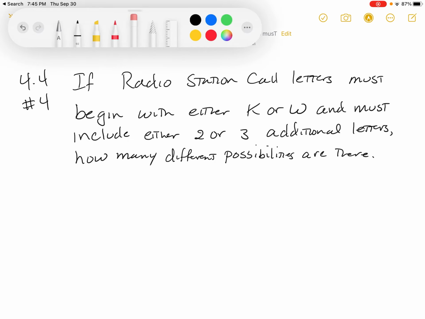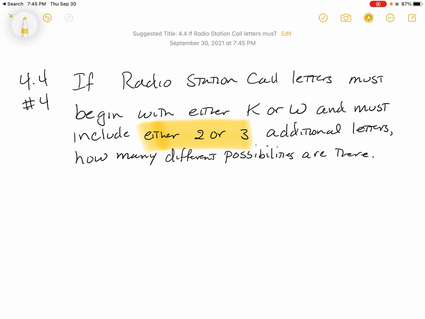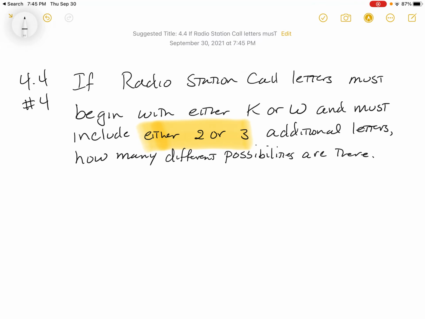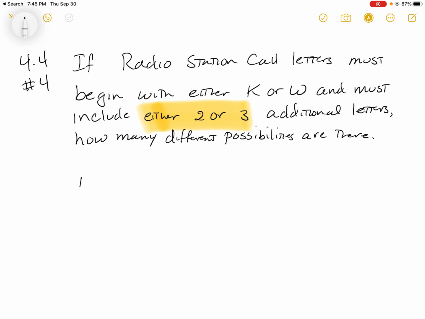It's actually this right here that's going to cause us a little bit of extra work. But let's separate them into categories. So let's suppose, remember, that it has 2 additional letters. So I'm going to put 2 additional letters right here. And then it could have 3 additional letters.